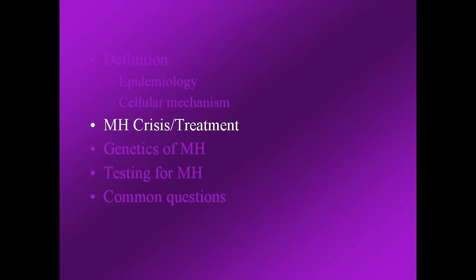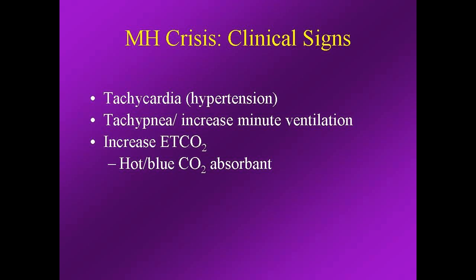In the next section of the talk we will talk about the malignant hyperthermia crisis and its treatment in the operating room. Commonly, tachycardia and hypertension are the initial signs of malignant hyperthermia in the operating room. However, these signs are often missed because tachycardia and hypertension are very common, and the other etiologies of tachycardia and hypertension are much more common than malignant hyperthermia. Tachypnea and an increase in minute ventilation are more specific for malignant hyperthermia, but these signs can also be missed if the patient is paralyzed.